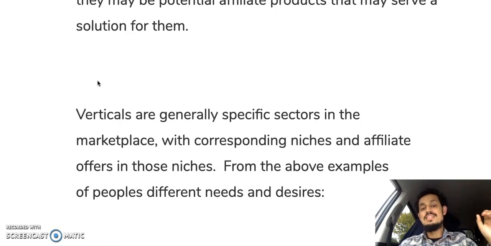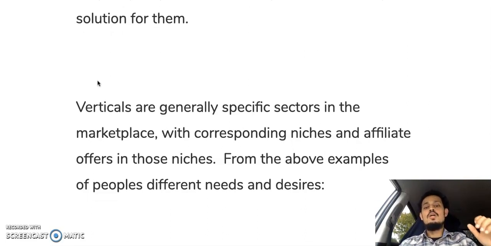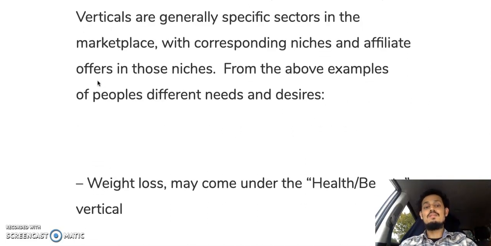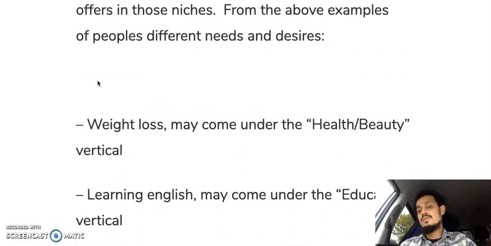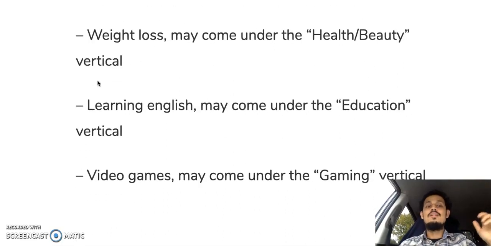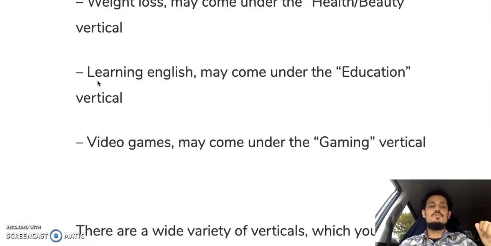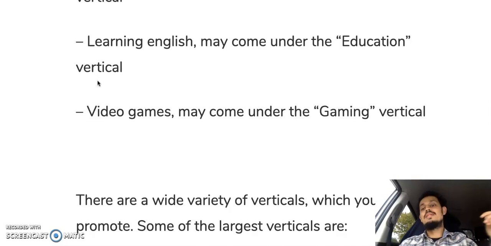Verticals are generally specific sectors in the marketplace with corresponding niches and affiliate offers in those niches. For example, from the above examples of people with different needs and desires, weight loss may come under the health and beauty vertical, learning English may come under the education vertical, and video games may come under the gaming vertical.